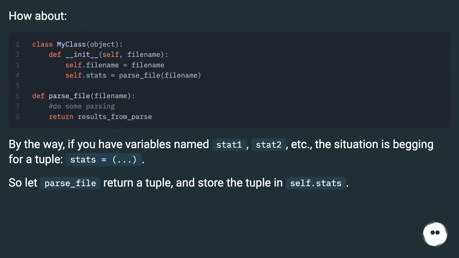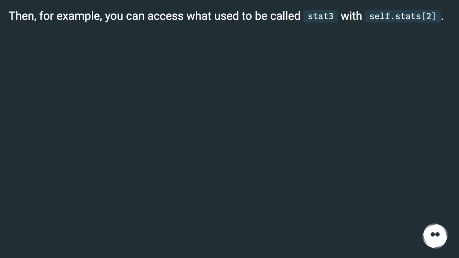How about? By the way, if you have variables named stat1, stat2, etc., the situation is begging for a tuple. Stats equals ... So let parse_file return a tuple and store the tuple in self.stats. Then, for example, you can access what used to be called stat3 with self.stats[2].